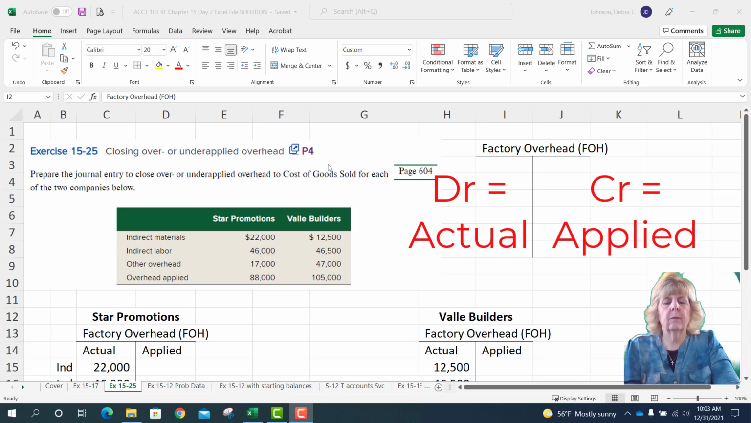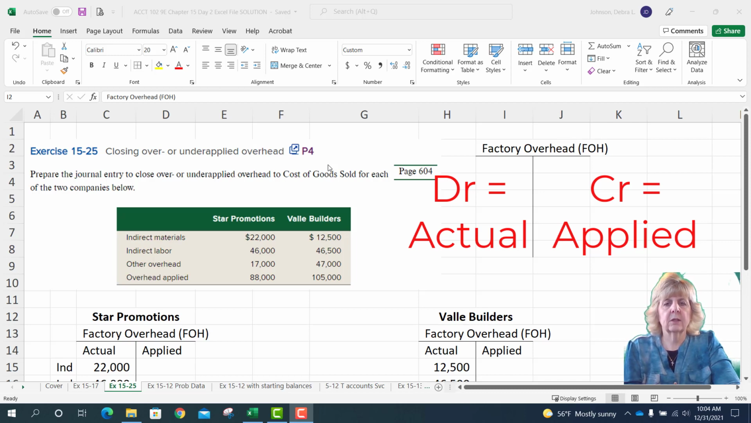The actual overhead costs accumulate on the debit side, and when overhead is charged out to WIP, we would credit factory overhead. Because we are not perfect, the actual costs rarely equal the applied cost. During the year, we let the balance ride, so to speak. But when the end of the accounting period, probably a year, is up, we have to close out the balance.